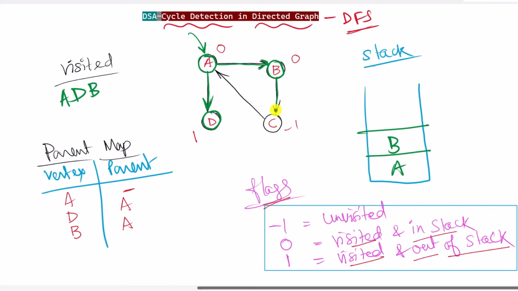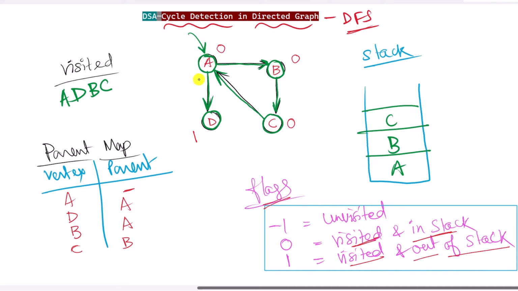Next we're going to visit this unvisited node C. We mark this as visited and push it on the top of our stack. In our parent map we have the vertex C and the parent is B. And here we modify the flag. The new flag will be 0 because we have visited this node and it is in our stack. Now from this node C, we can take this edge and visit A.